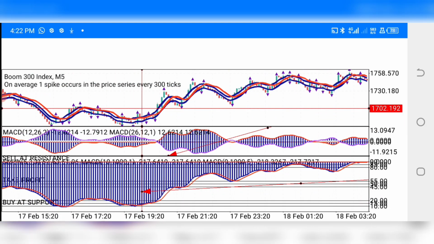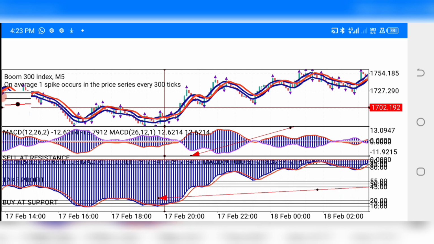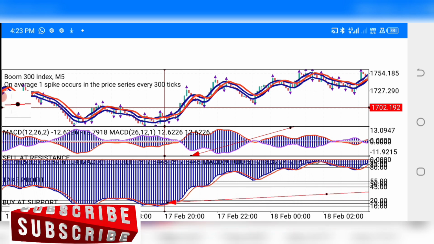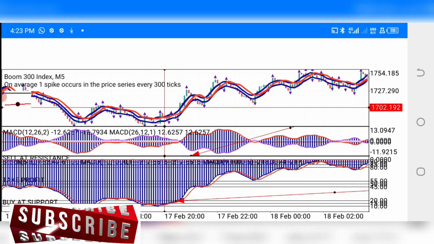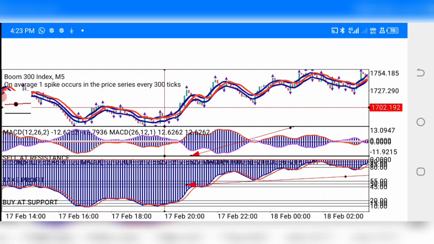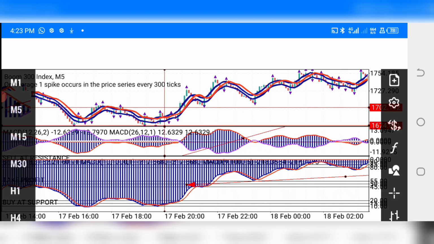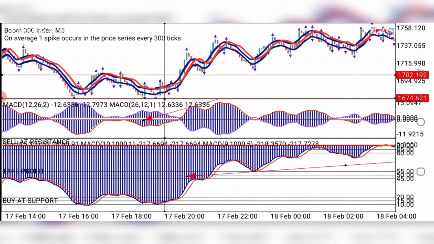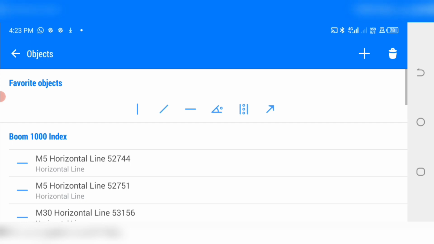All right, so look at it now. At this point, this is where you have drawn the line. You have to look at the crossover right now, which is the second confirmation. Look at the crossover here. This is the crossover. Are you seeing it? Once you've seen the crossover, look at it.